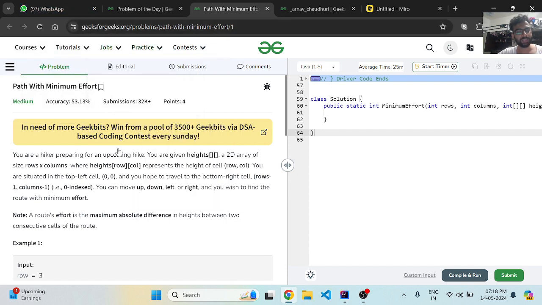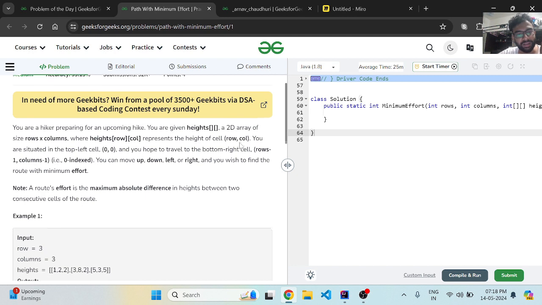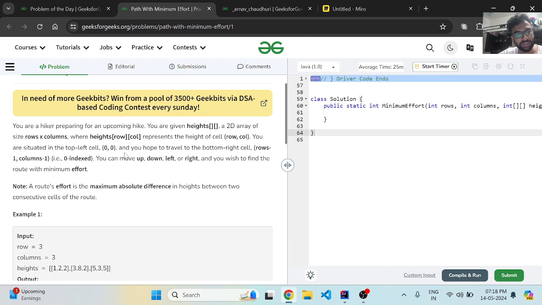The problem statement goes like this. Suppose you are a hiker preparing for an upcoming hike, and you are given heights. Heights is a two-dimensional array of size rows and columns, where heights[row][column] represents the height of the cell. You are situated in the top left cell, the starting position, and we are hoping to travel to the bottom right cell.